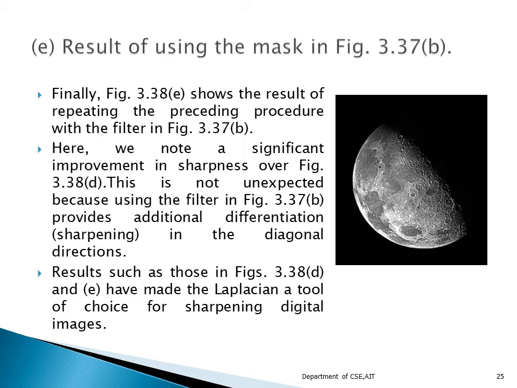Here we repeat the procedure with the filter B. B means we have -8 at the center. Here we note a significant improvement in the sharpness over the previous one. This is unexpected, and it is also very good. So results such as those in figures D and E will make us conclude that the Laplacian can be used as a tool for sharpening digital images. It is very clear that by making use of the Laplacian filter, we can enhance the features. This is called the sharpening Laplacian filter.